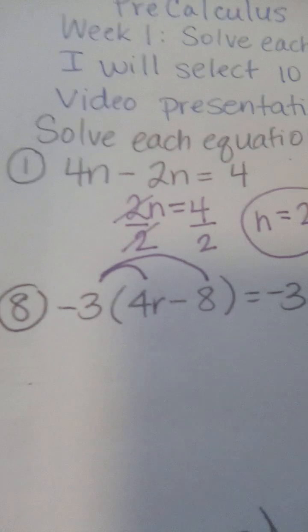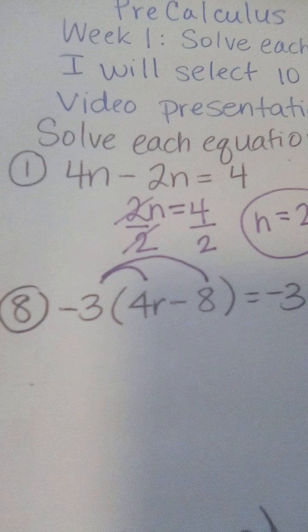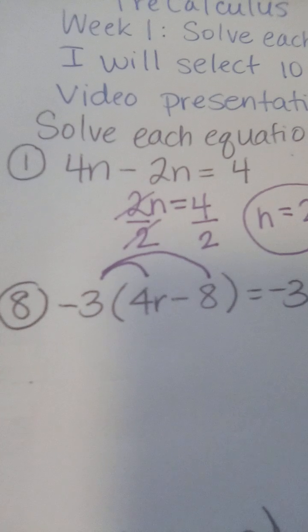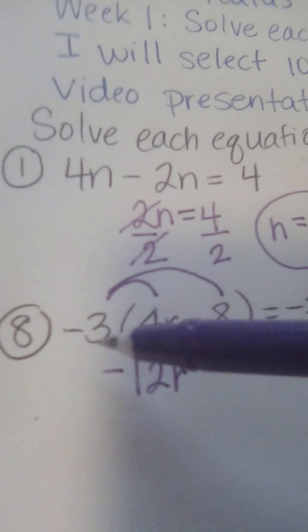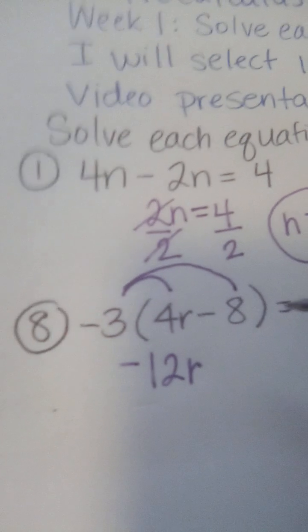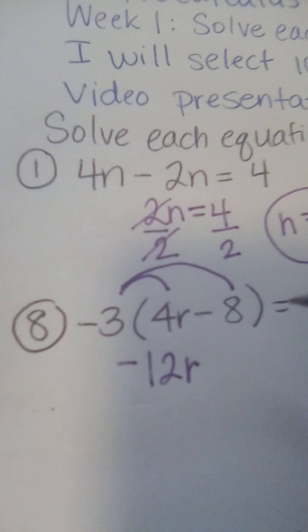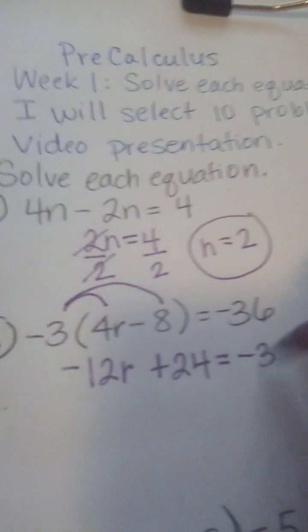All right. What is negative 3 times 4? Is it a positive 12 or a negative 12? Negative 12. Negative 12v. Don't forget your variable, okay? All right. So far, so good. Then we have negative 3 times a negative 8. Is it a positive 24 or a negative 24? Positive. A negative times a negative equals a positive. Very good. Positive 24. And you put the rest of it here. We are cleaning it up a little bit more.